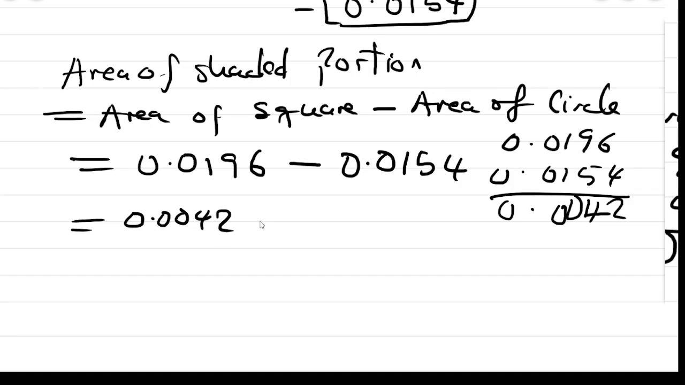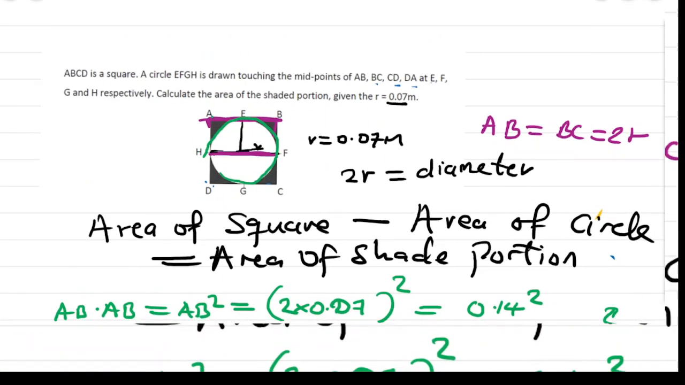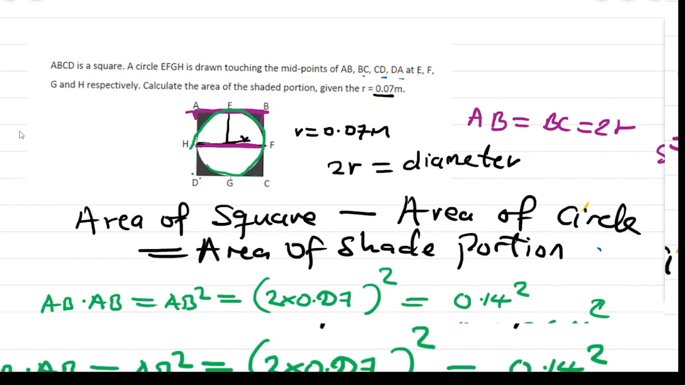So let me be sure. 0.0196 minus 0.0154. Yes, that is 0.0042. So that is, of course, meter squared actually. So this is the shaded part we are looking for. The area is 0.0042 meters squared. With this information that we are given here, let's see what the next problem has to say.